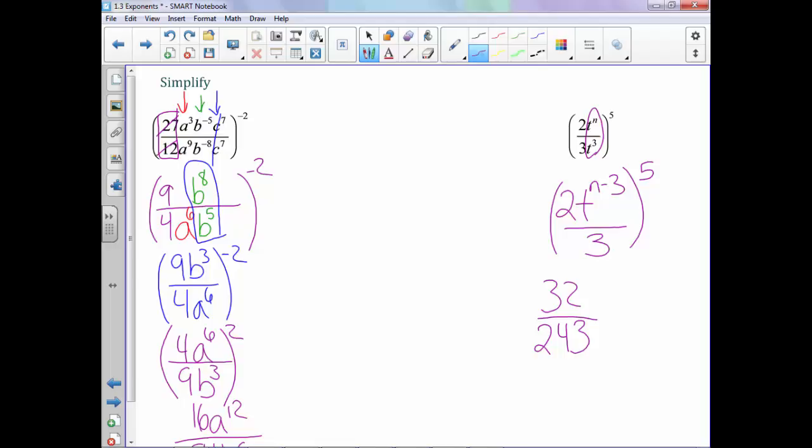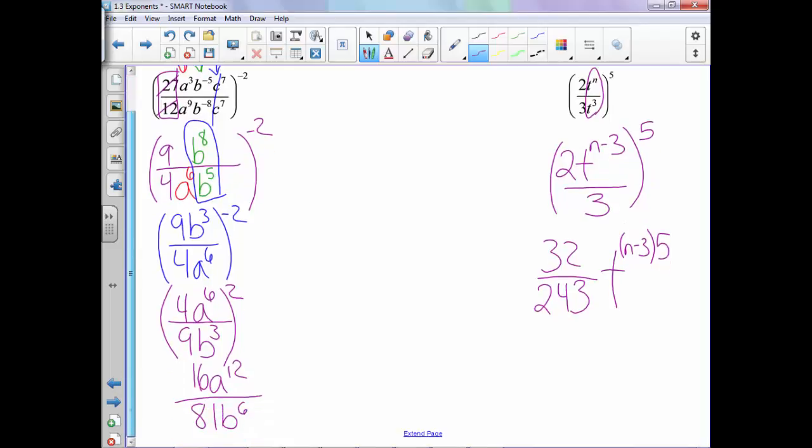But now when we have this t to the n minus 3, when we have an exponent raised to an exponent, we want to multiply our exponents. So we'll have that. But let's make this look nicer. So we'll have 32 over 243 t to the 5n minus 15.